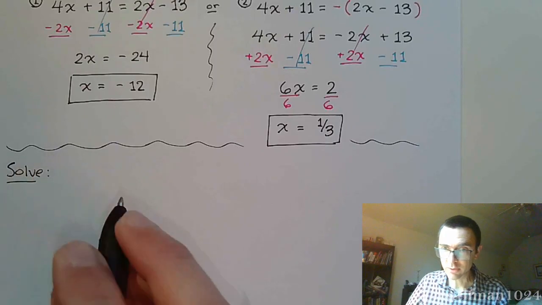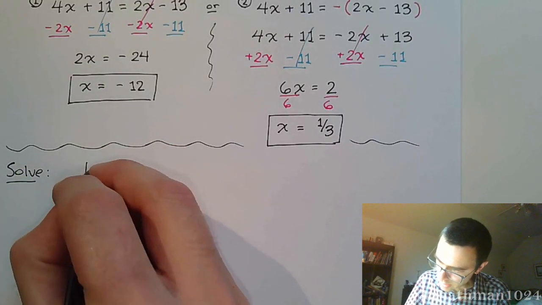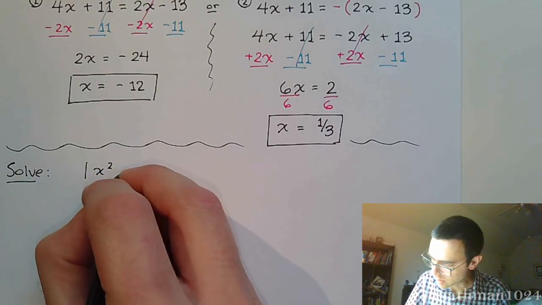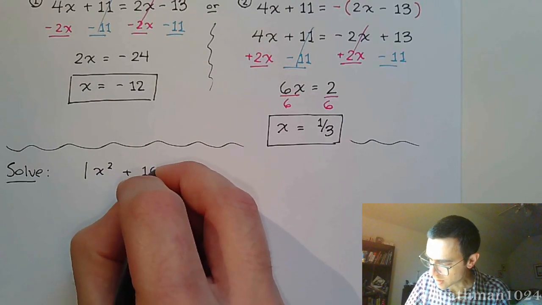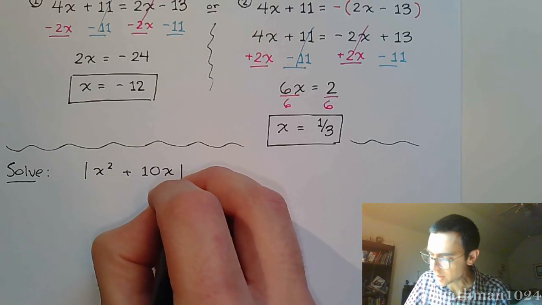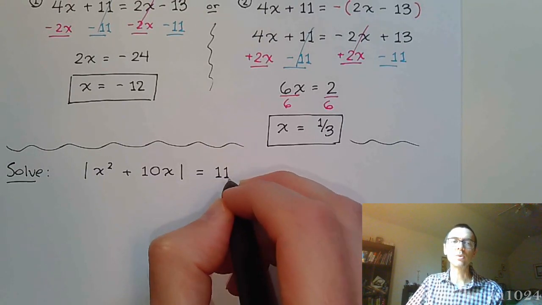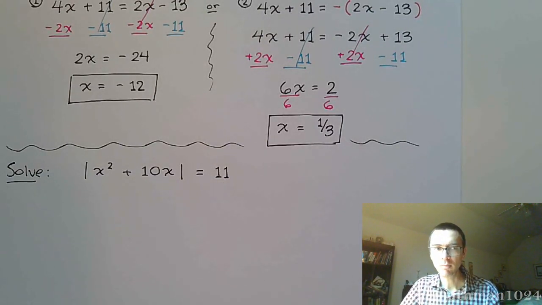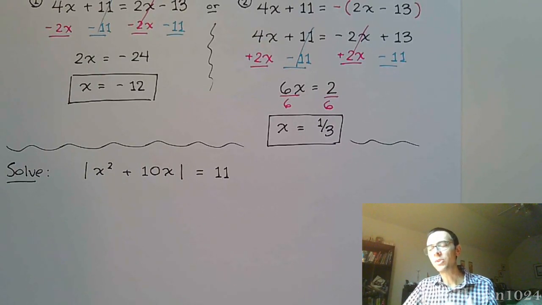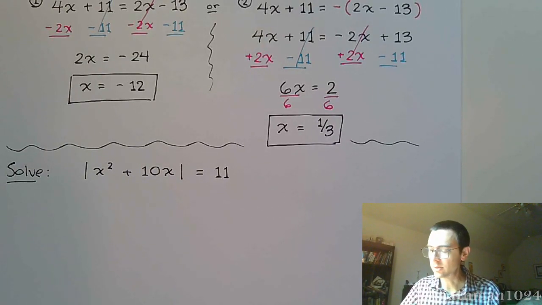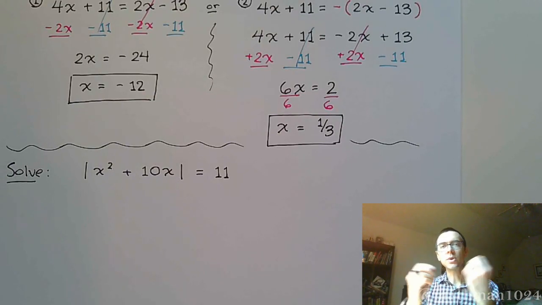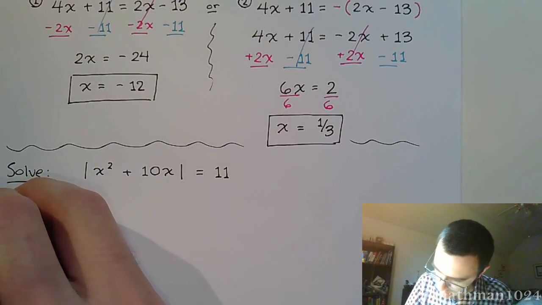And I've already done the first step for you. It's the absolute value of x squared plus 10x equals 11. So in this problem, the absolute value is already by itself. So what we need to do is separate it into our two equations.